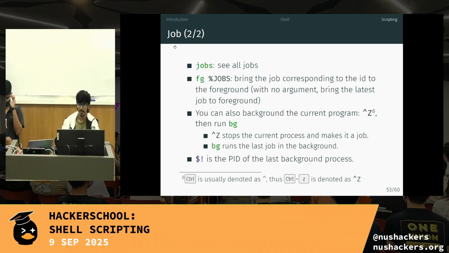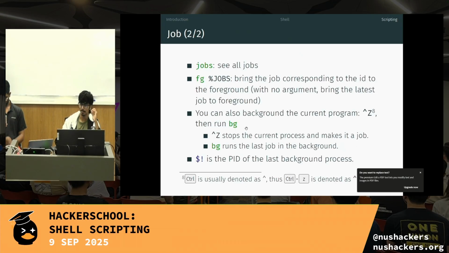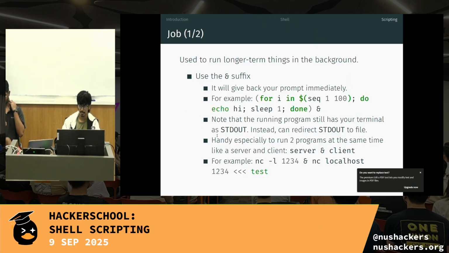Some other useful syntax: these things are called jobs, all these things that are running in the background. And if you type in the command jobs, you can see all of the various tasks that are running in the background. And if you want to bring a corresponding task that's running in the background to the foreground, you can just use the FG command. Sorry, FG command. And you can also push a currently running program to the background with the BG command.